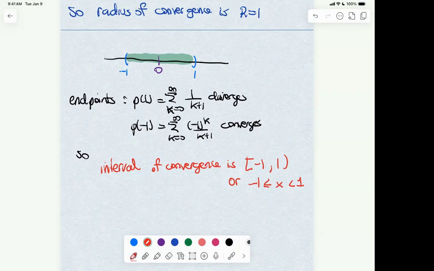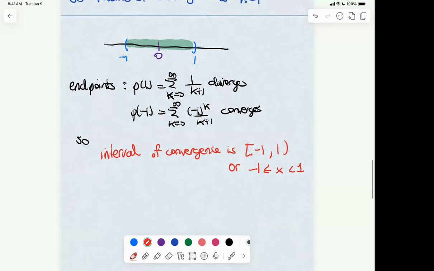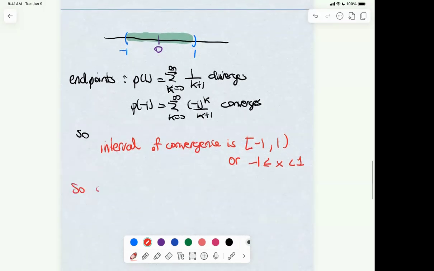So another way of thinking about this is that on this interval, P of x is a legitimate function. It's a genuine function. You should think about it as a regular function, like the ones that you have studied before. So on this interval, P of x should be thought of as a function.